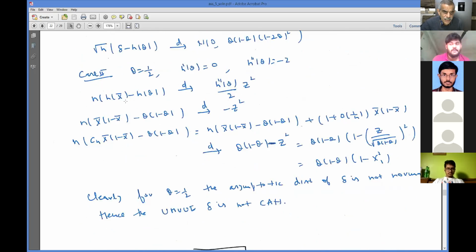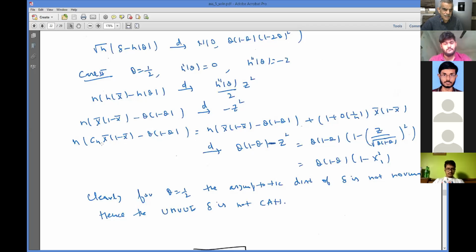So in that case, I know that n times h(X bar) minus h(theta) goes in distribution to h double prime theta by 2 times Z square. So I'm using the delta method when h prime theta is 0. Is that okay? Yes, sir. So n times X bar into 1 minus X bar minus theta into 1 minus theta goes in distribution to what? h double prime theta is minus 2, so it becomes minus Z square.